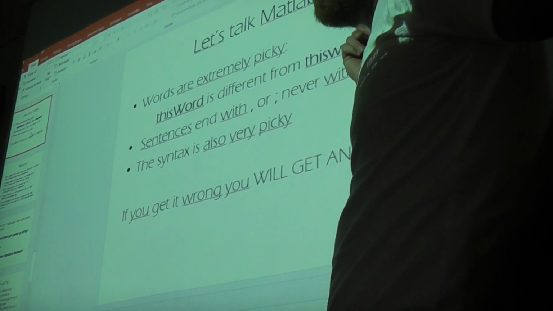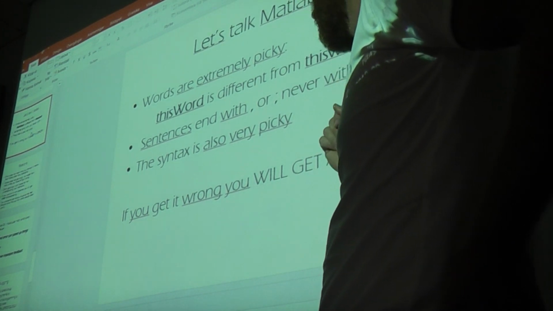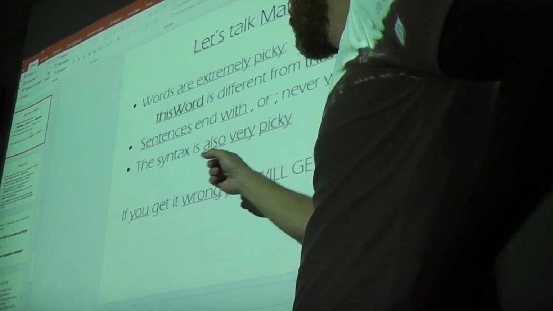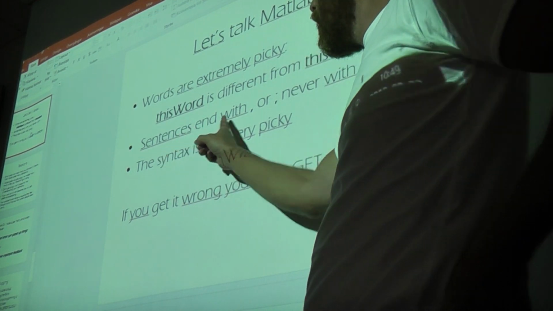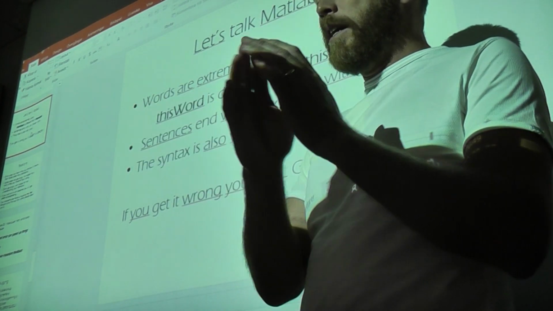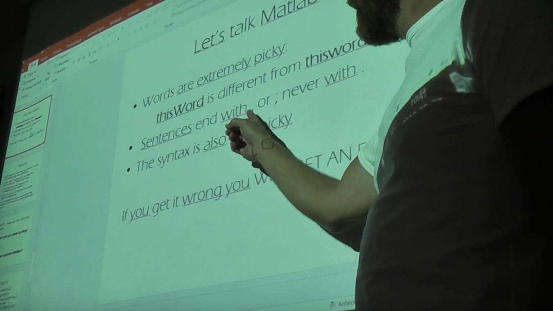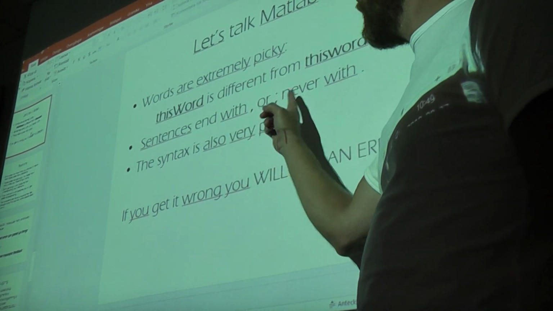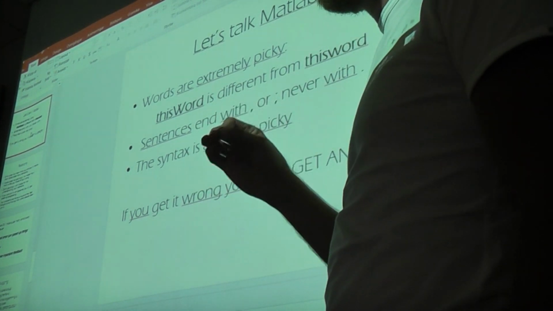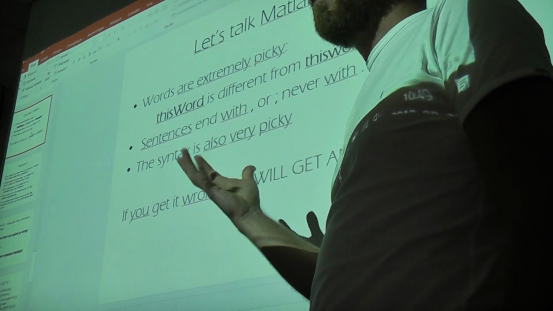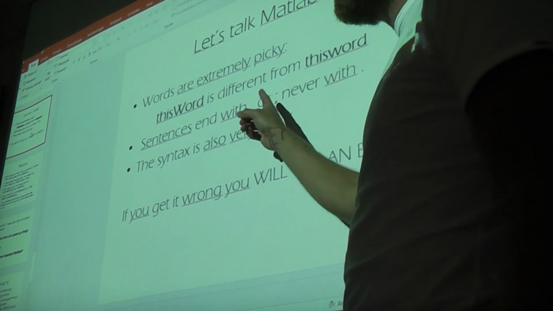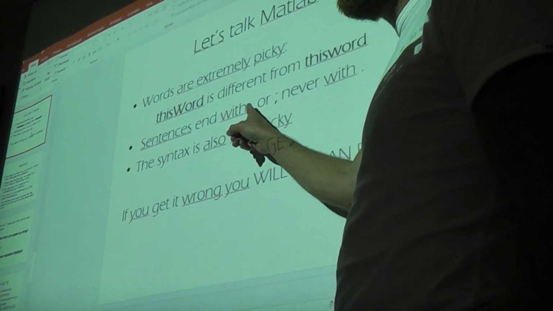So Matlab is case sensitive for your variables. Lots of errors due to this, probably during this course. Then we have sentences. When you end a line of code or end a statement, you end it with comma or semicolon and never with dot, because dot means something else in most programming languages. We'll get into that later. But yeah, when you end the line, use comma or semicolon.